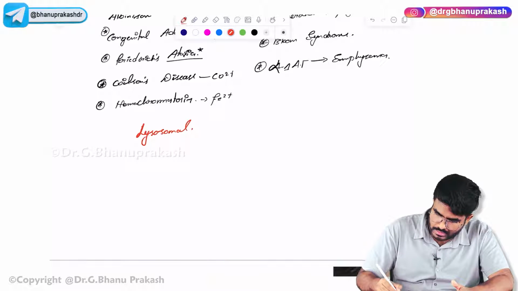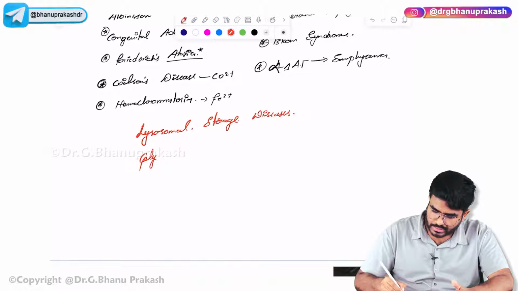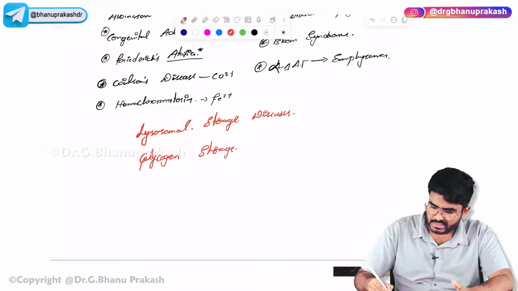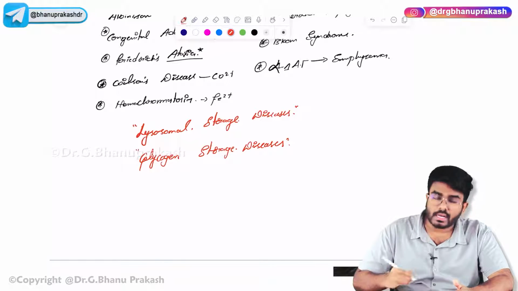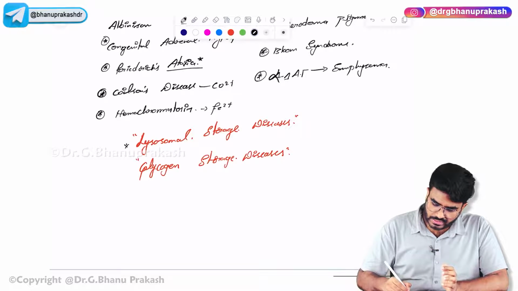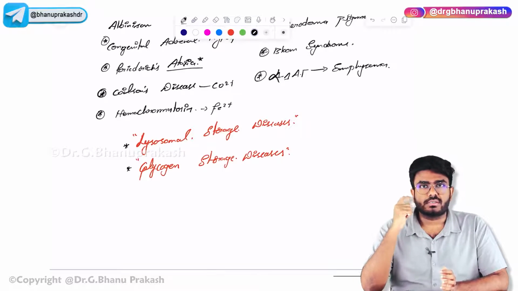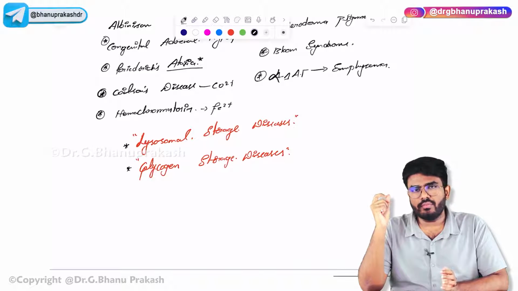Lysosomal storage diseases, and not only this, glycogen storage diseases. So lysosomal storage diseases and glycogen storage diseases also come under the autosomal recessive inheritance pattern. The lysosomal storage diseases as well as the glycogen storage diseases follow the autosomal recessive pattern of inheritance.